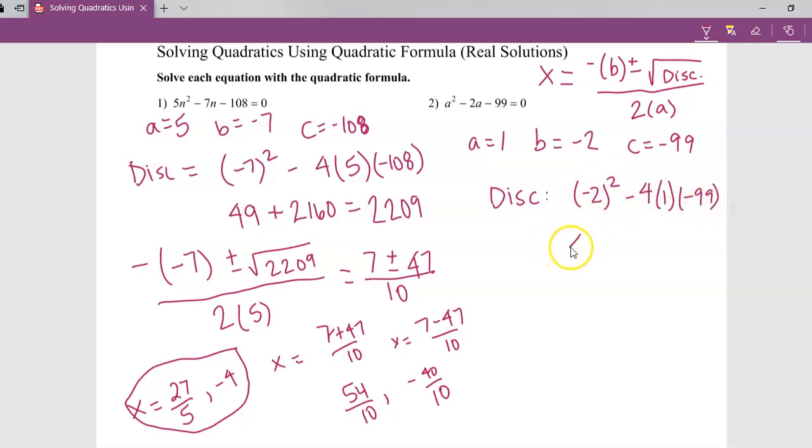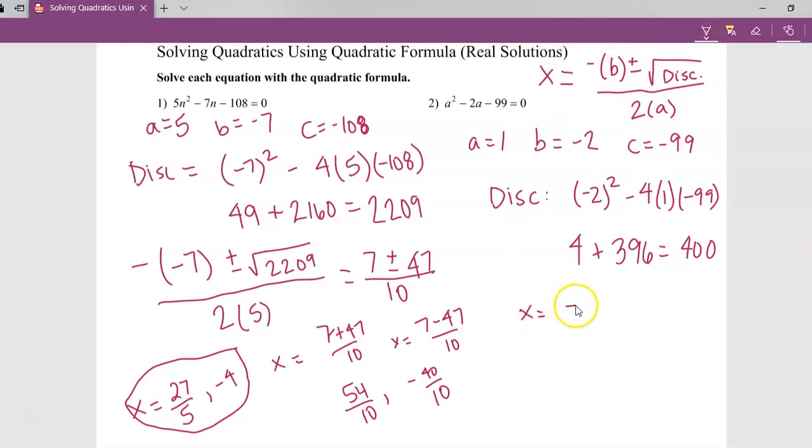So -2 times -2 is 4. And then if I have -4 times 1 times -99, that's equal to 396. And because it's a negative times a negative, again, it becomes plus 396. So my discriminant here is 400. Now I'm going to go ahead and plug it into our bigger formula here.